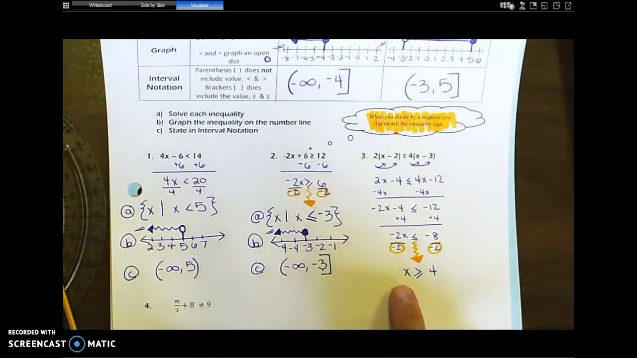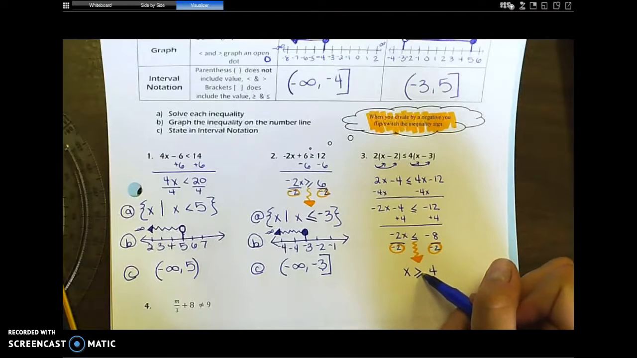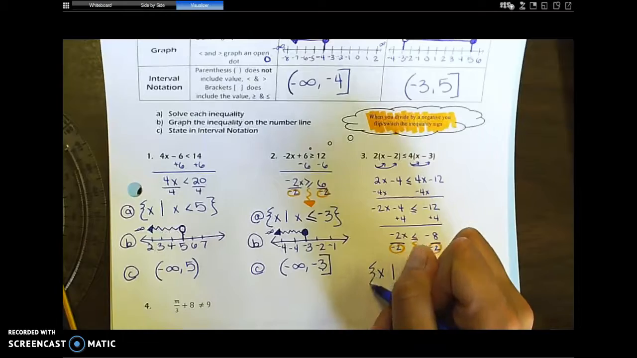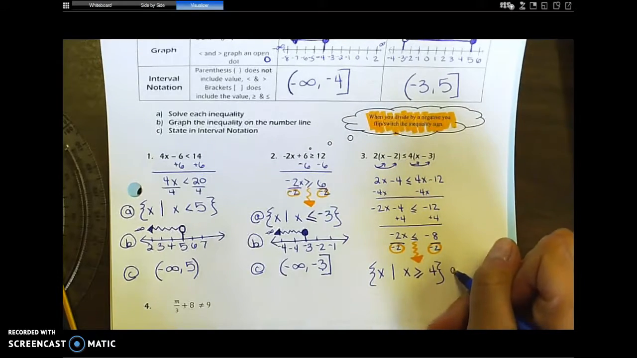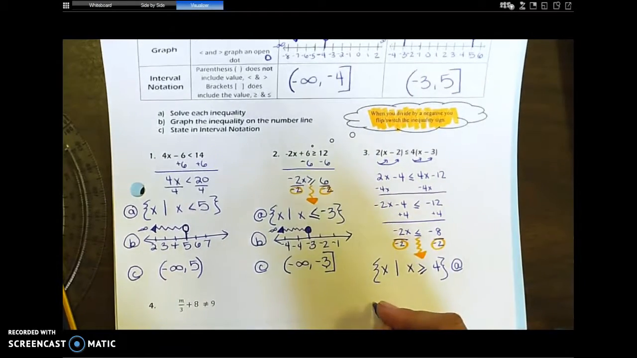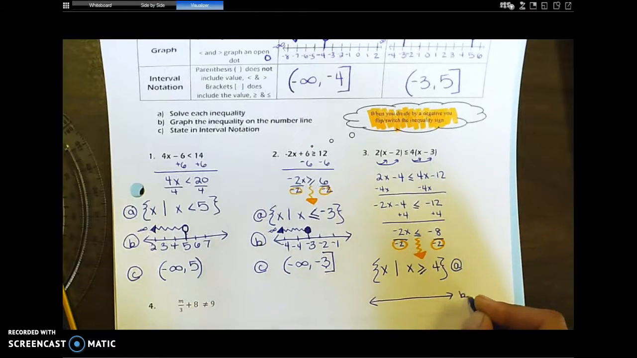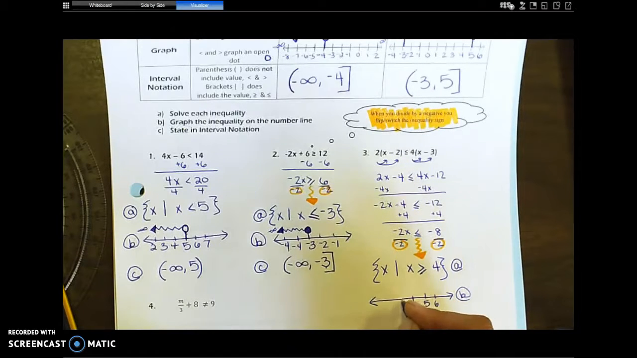All right, so now we've got x is greater than or equal to 4, and we're going to go ahead and put that in our set notation. So there is part A. Part B, we're going to draw this on a number line. So here's my number line. This is part B. I'm going to put 4 in the middle, 5, 6, 3, 2, and 1.